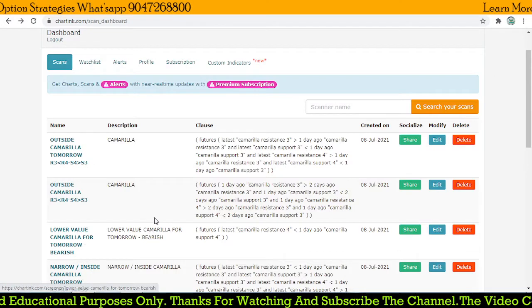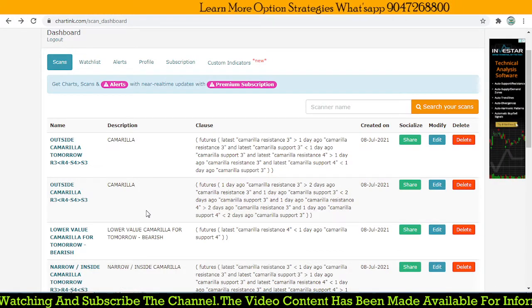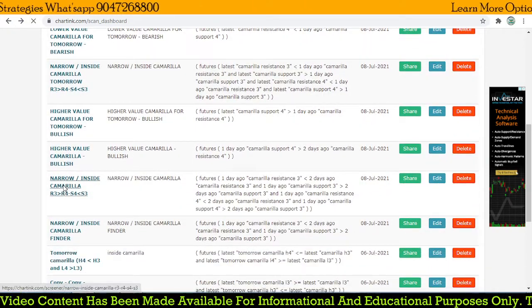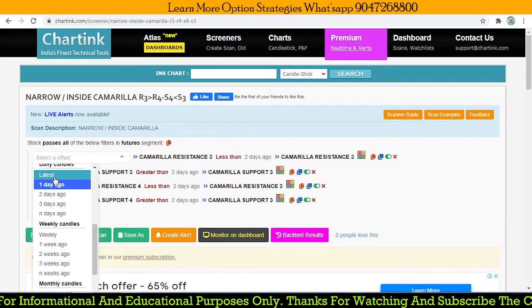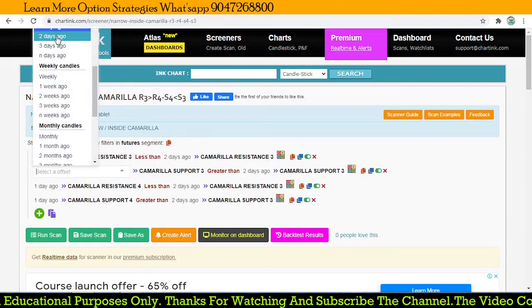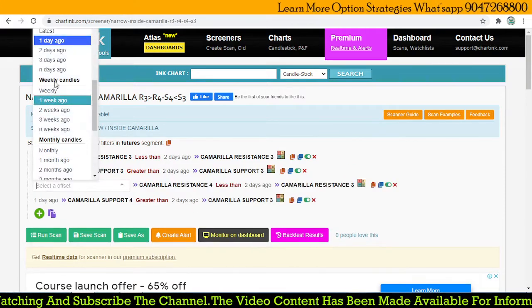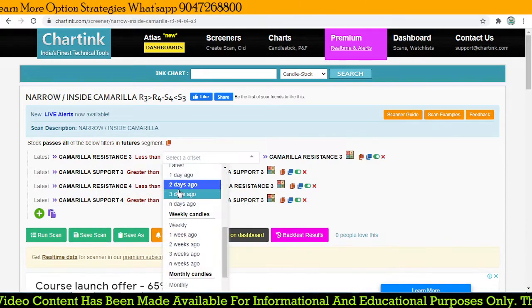Another important thing, with outside levels, we are now going to focus on the narrow ones. These are the stocks we are going to focus on, and we are going to use the latest value to get today's stock list. Not one day. Let's do that. Latest, and here one day.